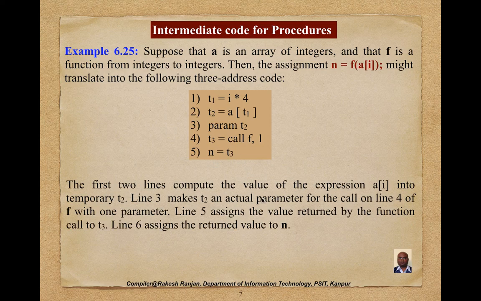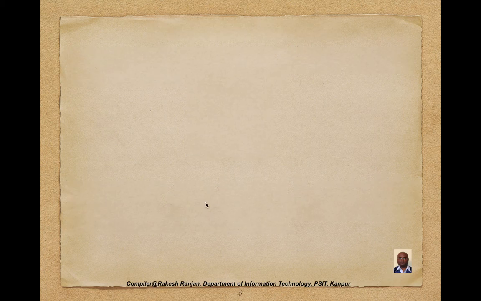So the first two lines compute the value of expression a[i] in the temporary t2. Line number 3, t2 is the actual parameter of the call. Line number 4, call f with one parameter. Line number 5 assigns the value returned by the function. And finally in line number 6 we have the value.